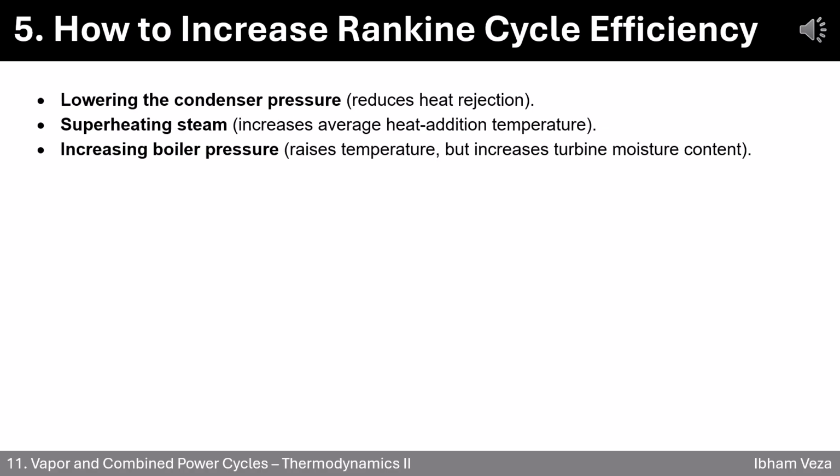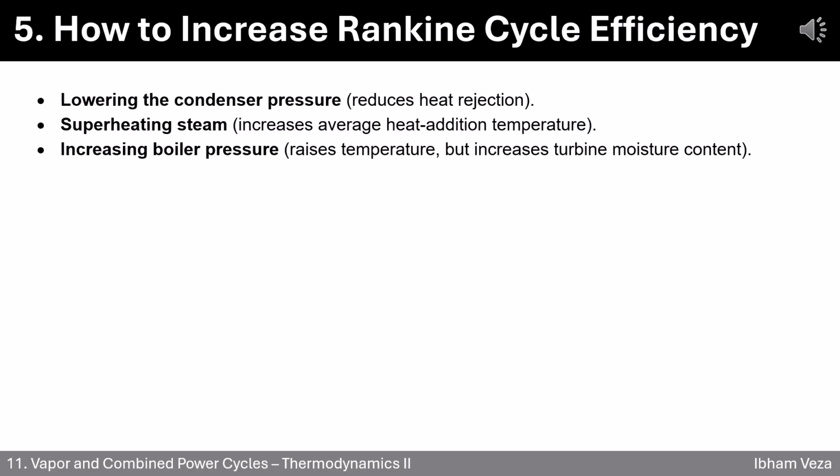5. How to increase Rankine cycle efficiency. Now let's see how we can make the Rankine cycle more efficient. Remember, every improvement means more electricity from the same amount of fuel. The first method is lowering the condenser pressure. This reduces how much heat gets rejected at the end of the cycle, which means more of the heat is converted into useful work. Next is superheating the steam.